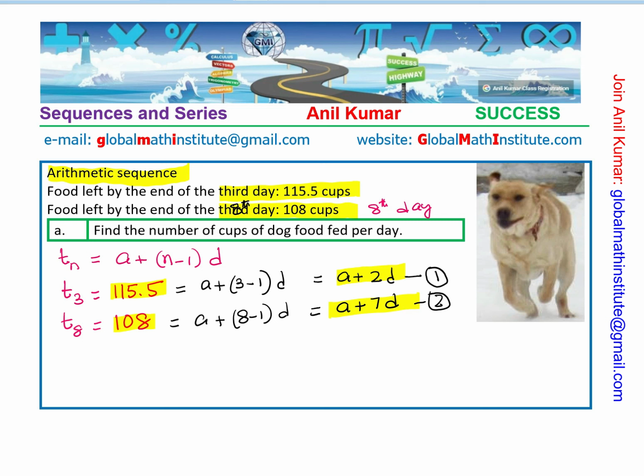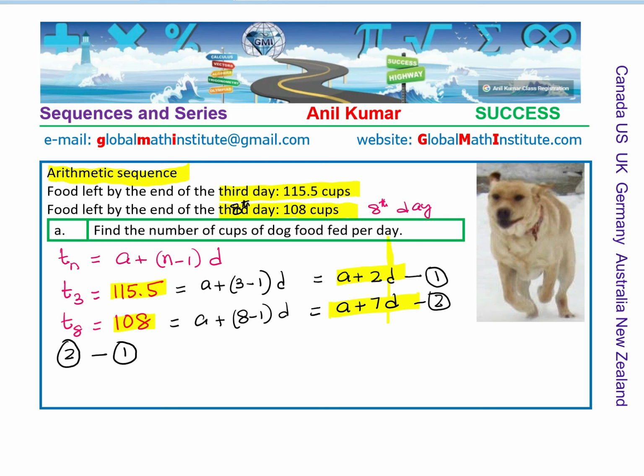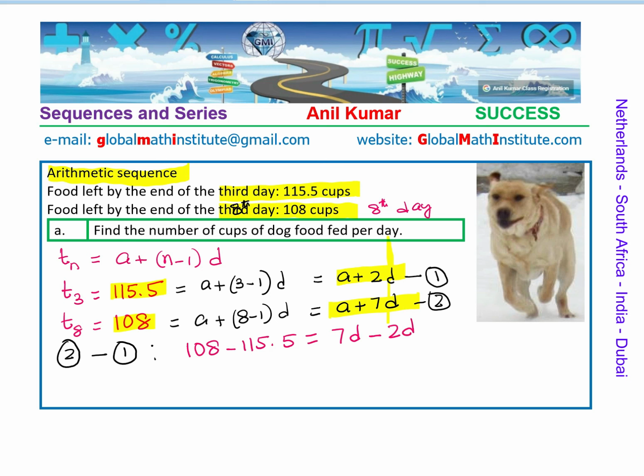Now we need to find the number of cups of dog food fed per day. So we have to find the d value, right? That means we need to eliminate a. Perfect. So let's eliminate a. What we are going to do is, from equation 2, subtract equation 1. If I do that, I get 108 minus 115.5 equals, a and a cancel, 7d minus 2d. Makes sense, right? That's what we get.